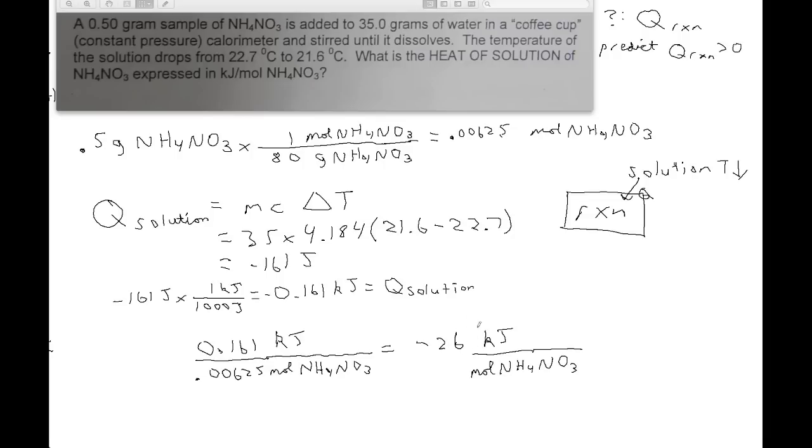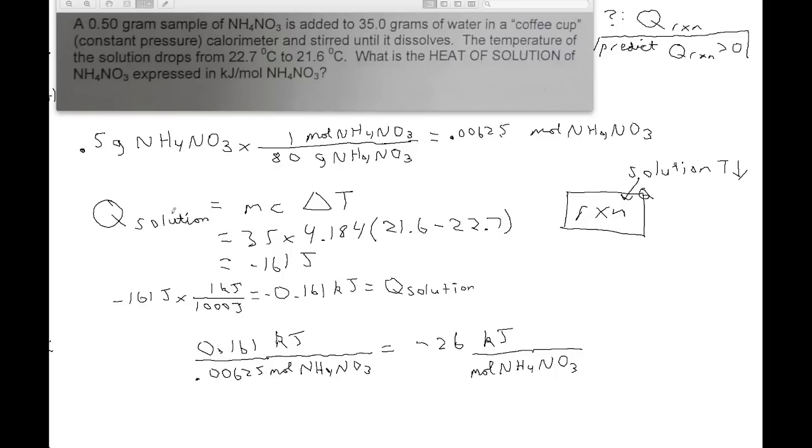So when you saw that your math came up with a negative answer, what we should have said is we must have made a mistake in the math, not that we made a mistake in the prediction. We can be very confident that this is a correct prediction, because we know that the temperature of the water is going down, so it must be losing heat. So the reaction must be absorbing heat, taking heat out of the solution. So let's see where we went wrong here.